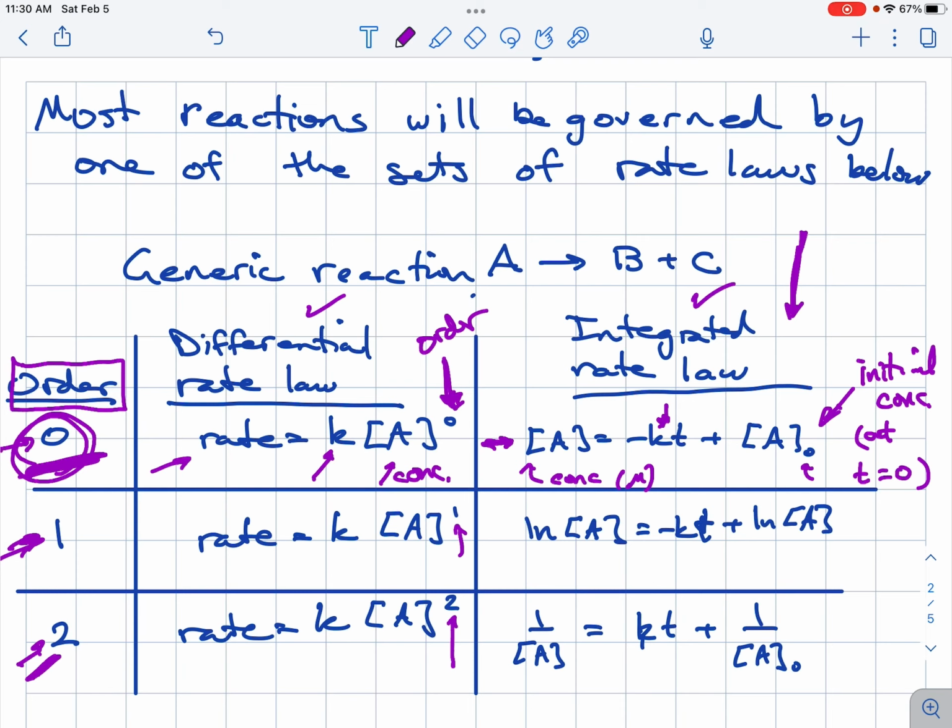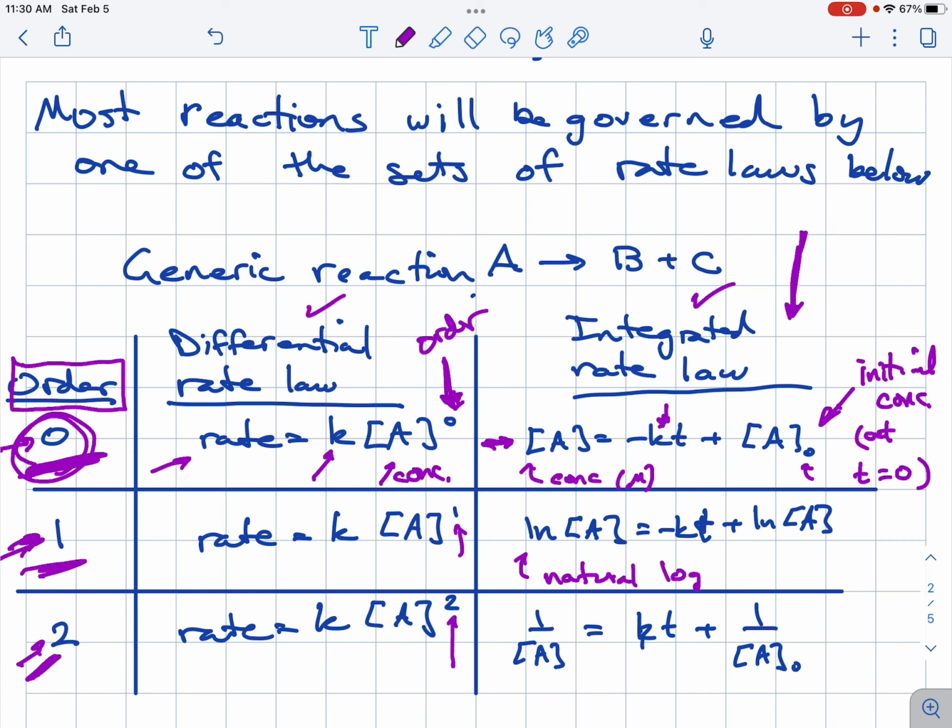All right, in the first order reactions, we have the appearance of the natural log function, and some of you may or may not be super familiar with this, depending on how far you got in your Algebra 2 textbook in high school. And if you're not super familiar with it, don't worry about it too much.